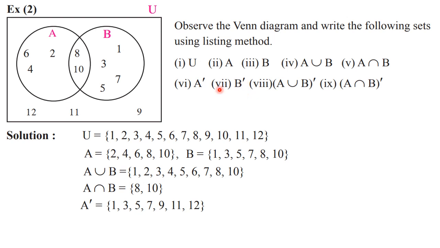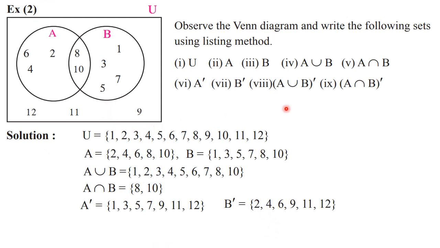Now similarly you can write down B complement. For B complement, you will not consider this circle B. You will not consider set B here, and the remaining elements you will write as B complement. Which are they? 2, 4, 6, 9, 11 and 12. So that is your B complement.